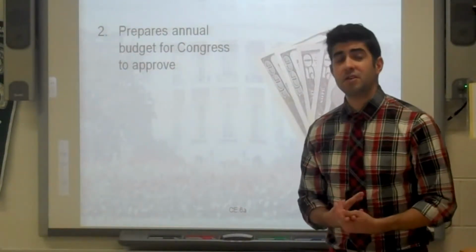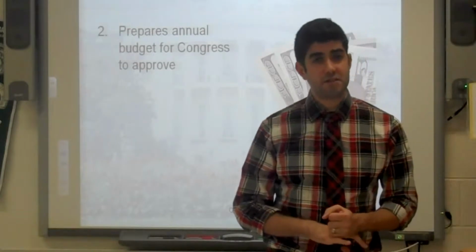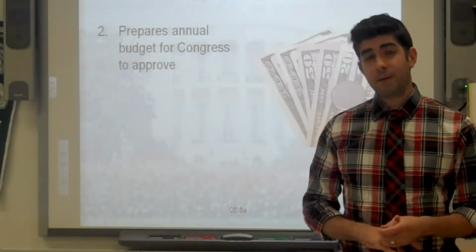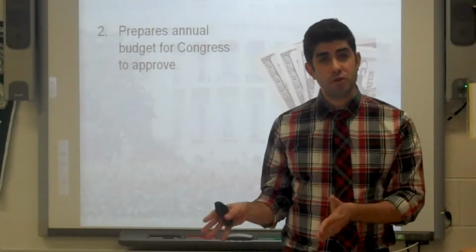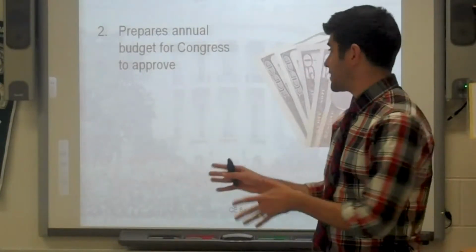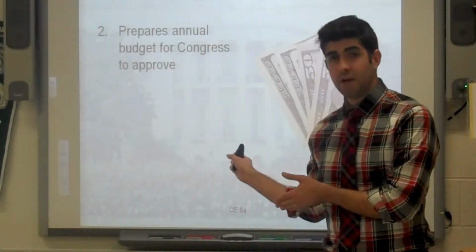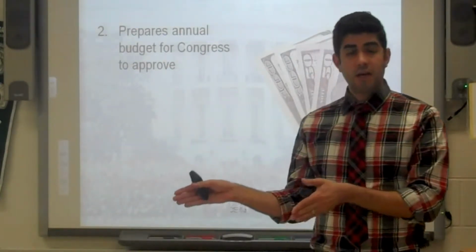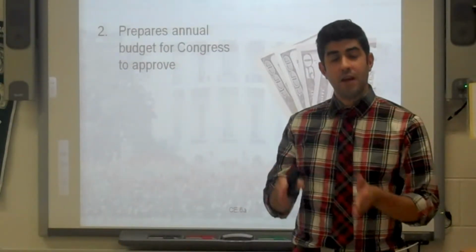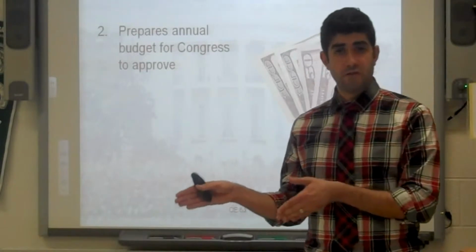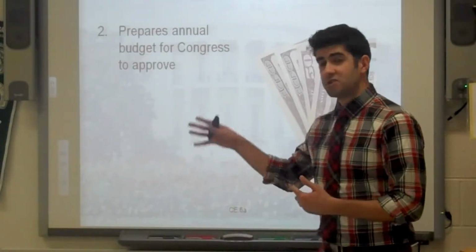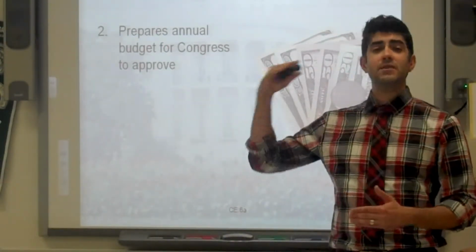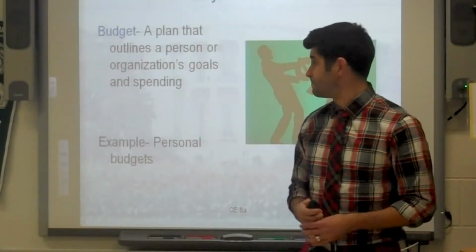The president is in charge of preparing an annual budget for Congress. Only about a few weeks ago, we just got through a federal government shutdown because the executive branch could not agree with the legislative branch. That disagreement caused a federal government shutdown for over 2 weeks. The president is in charge of preparing the budget and giving that annual budget to Congress.